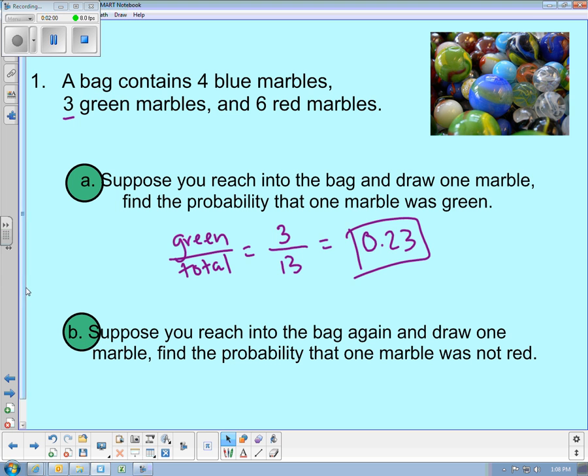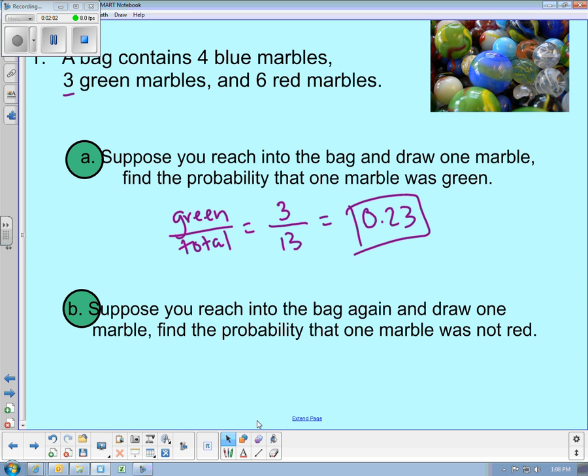In part B, suppose you reach into the bag again and draw 1 marble. Find the probability that that 1 marble was not red. So put the green marble back, there's still 13 marbles in the bag. Now you're looking for not red, and that keyword not there makes a very big difference as to what we're picking. So if we're picking the ones that are not red, that means red is out, and we're looking for the other options, which is blue and green.